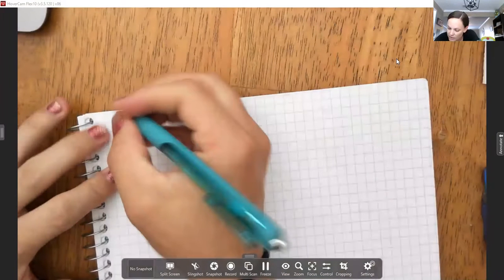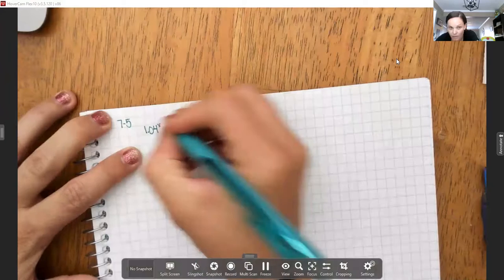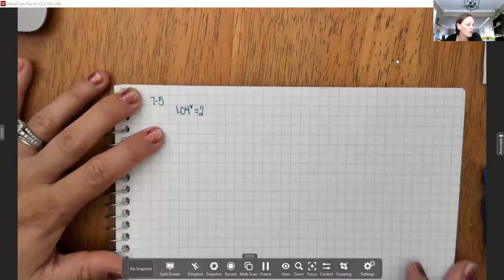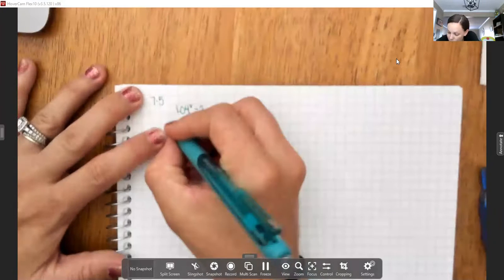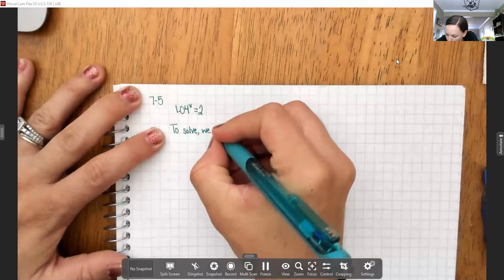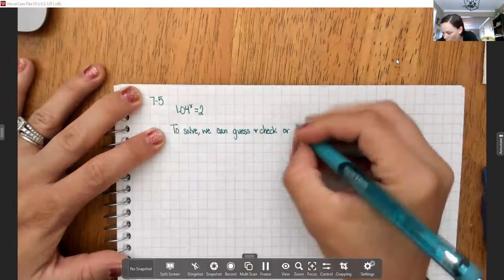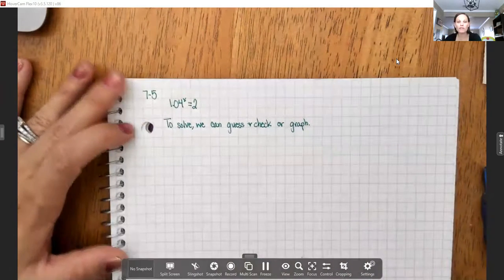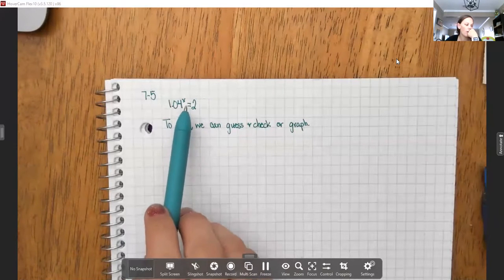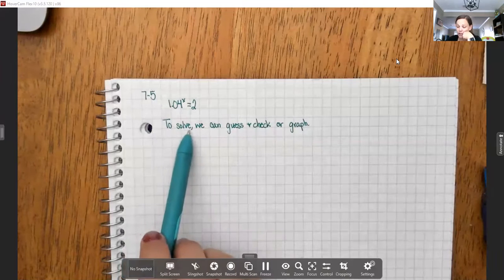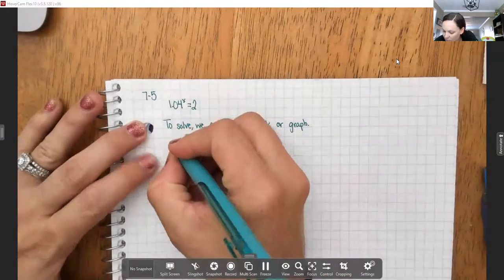Okay. So for 7-5, the equation is 1.04 to the power of x is equal to 2. Before right now, to solve this, we can guess and check or graph it. That's pretty much it if something like this came up, because we can't write this in the same base. We can't rewrite 2 as a power of 1.04. So the only way we would know how to do this, and we're not going to do this, is we would just guess and check. Again, this is because the bases aren't the same.